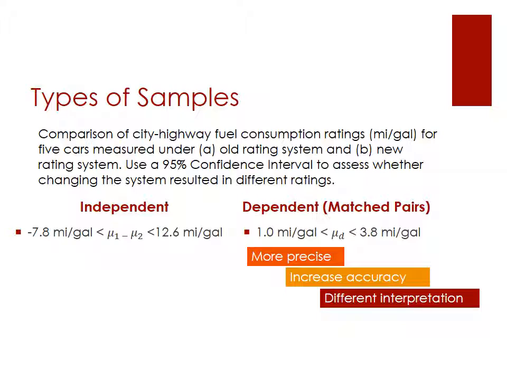So I hope this explains for you, as we move into this next section, why do we bother to do a dependent matched pairs? Why don't we just run independent samples for everything? And this is why: we get a more precise assessment here when we have a meaningful connection between our variables, we have an increased accuracy, and we have a different interpretation.